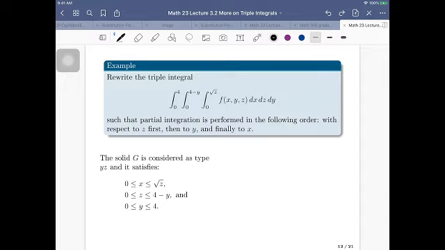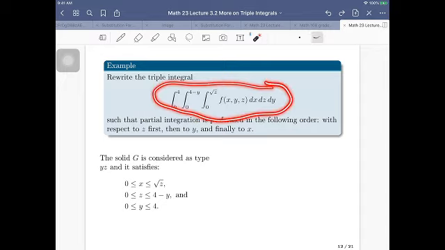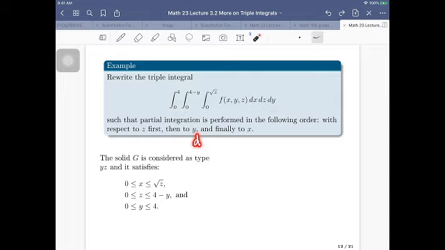So we have this triple integral, such that the partial integration is performed in the following order: dz, dy, dx. The given has dx, dz, dy, and we want to write it in dz, dy, dx. So I think this is reminiscent of what we've done before, which is to switch the order of integration.